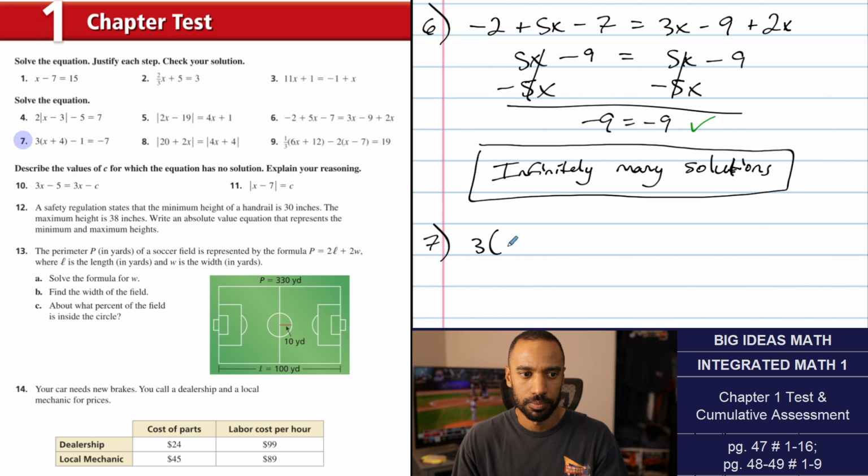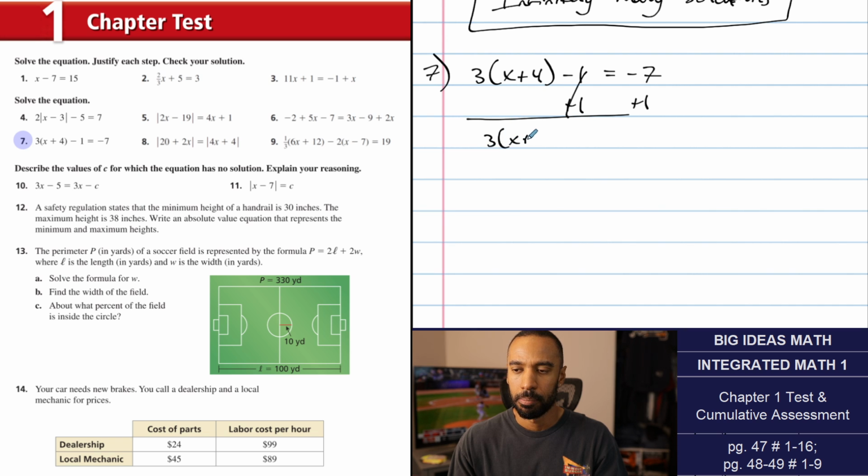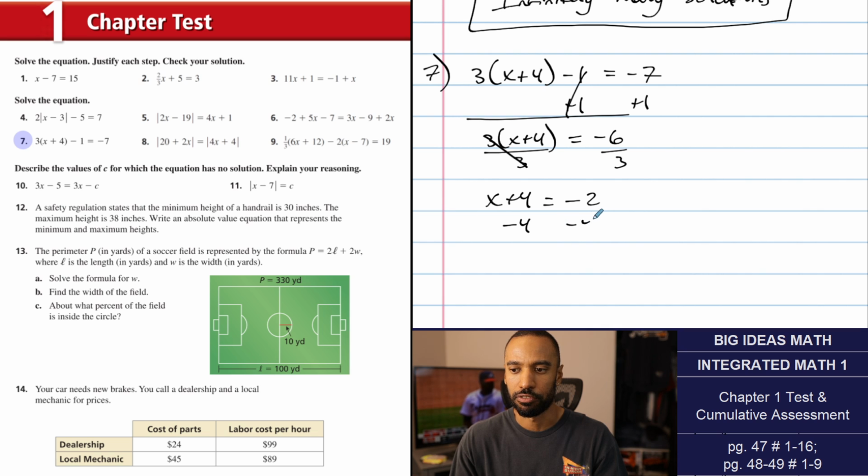We're going to do one of two things for this problem. Either add 1 to both sides to get this quantity by itself right here, kind of like the absolute value equations. And then we can also divide both sides by 3. And because -6 can divide by 3, then this is a good method to go. It makes your numbers smaller all the same. You get -2, and we subtract 4 from both sides, and we get x equals -6.